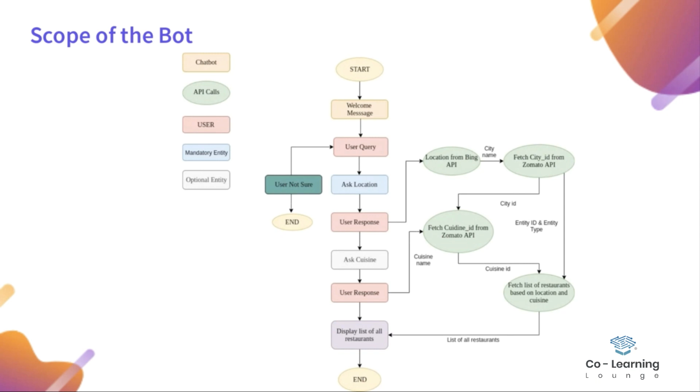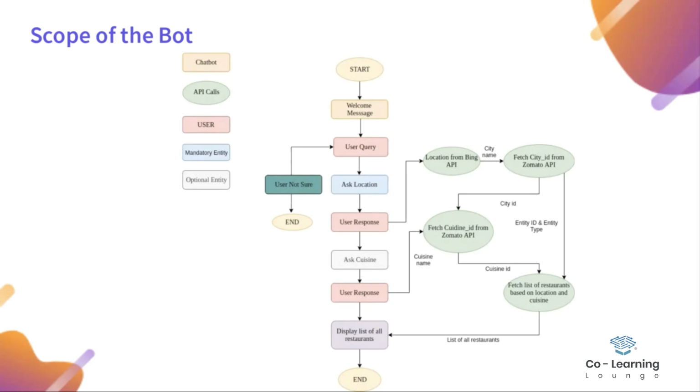So the first thing I should ask is the location, and when the user says I'm at ABC place, the bot should ask for the next entity, which is cuisine. Then when I say I'm fine with Italian food, the bot will take those elements, location and cuisine, go and hit the API, and get the list of restaurants, right? So that's the overall scope of the bot.